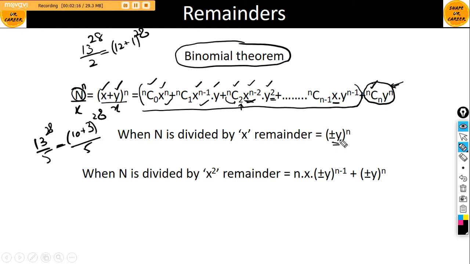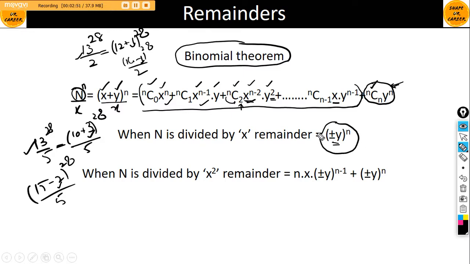Now, the value of y can be positive or negative. I could have written this 13 as 14 minus 1, raised to power 28, divided by 2, or this 13 as 15 minus 2, raised to power 28, divided by 5. In these kinds of cases the value of y is always less than the divisor, whether it is positive or negative, it is going to be less than the value of x. So my remainder comes out to be plus or minus y raised to power n straight away.